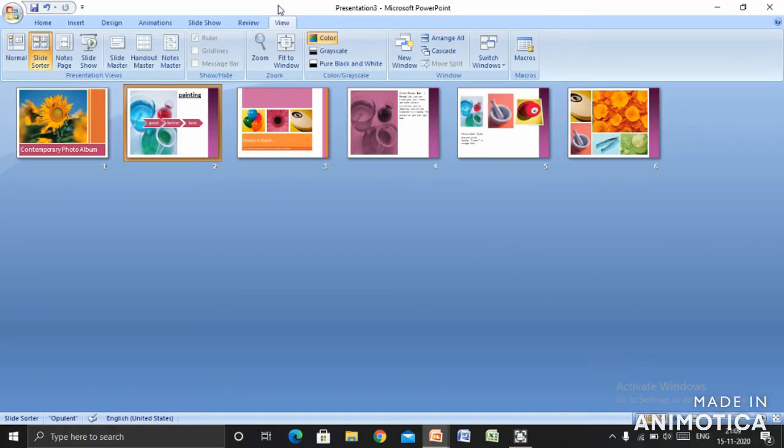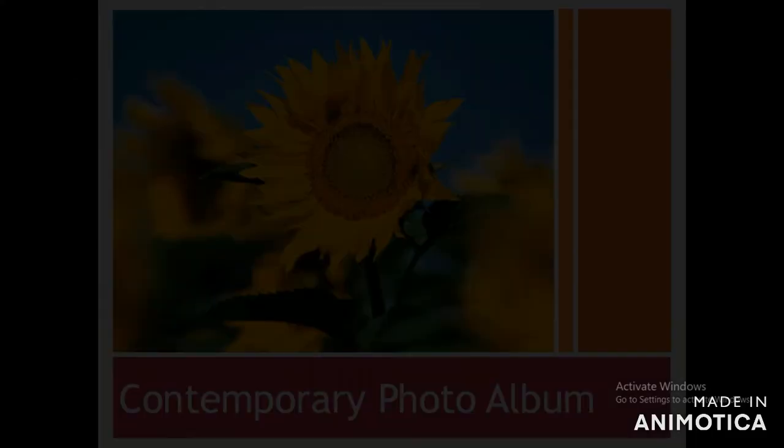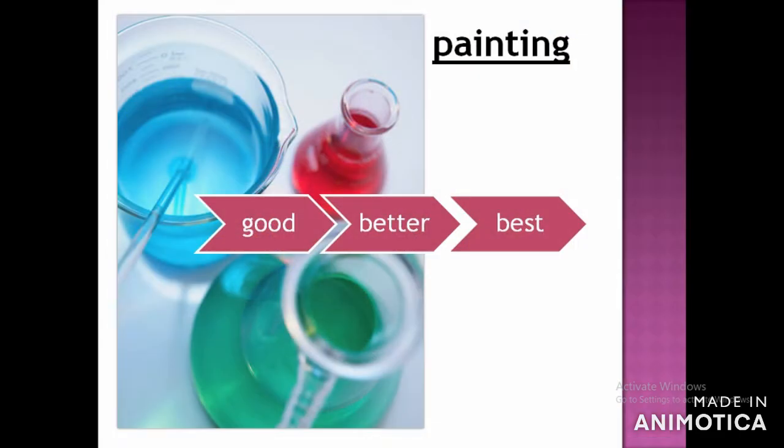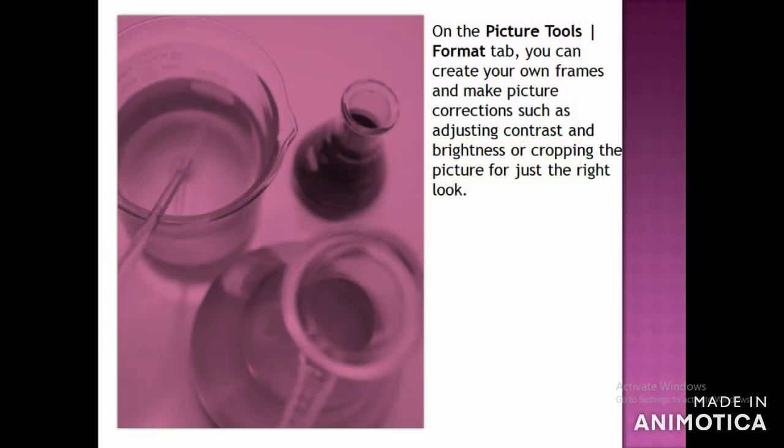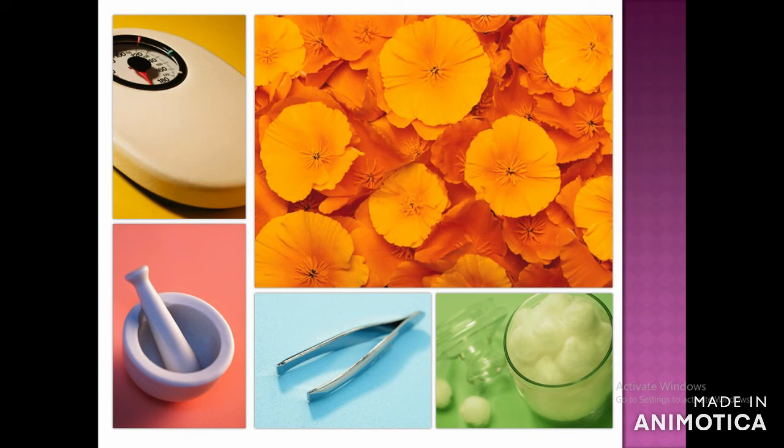And now see the last method for the slideshow view: by clicking on the View tab. This is the View tab. Go to the presentation views and then click on the slide show option. You can see here, this is the slideshow. So the three methods we have understood are the keyboard F5 key, the status bar, and the View tab, then clicking on the slide show view from the presentation group.